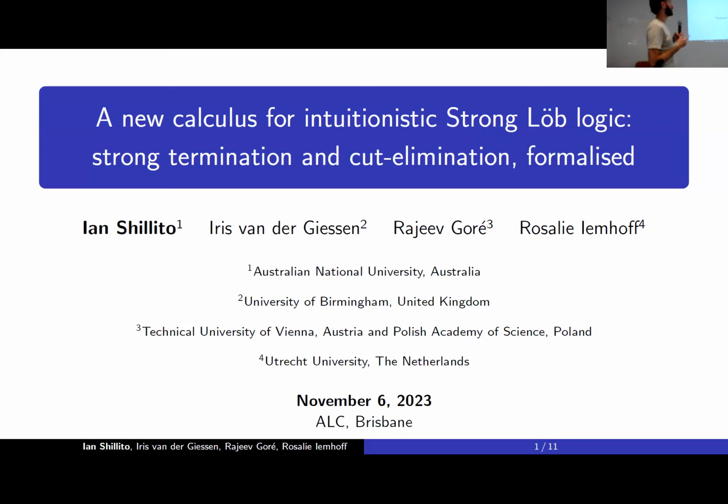This talk was not initially planned, but I saw that there was a hole, so I decided to take that hole. This is a paper that got published in Tableaux recently this year, which I did jointly with three other people, Rajiv, Iris and Rosalie. It's about a new calculus for intuitionistic strong Löb logic. We showed strong termination and cut elimination and formalized everything in Coq.